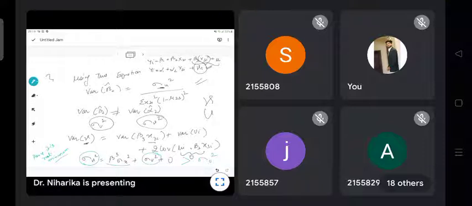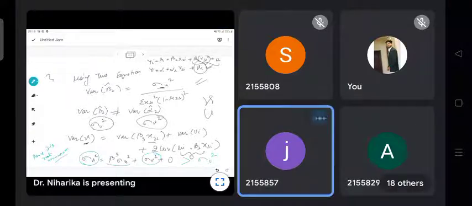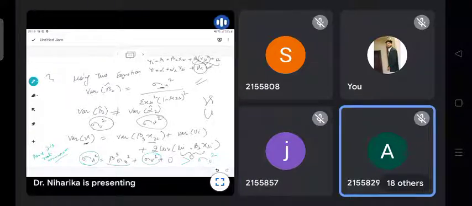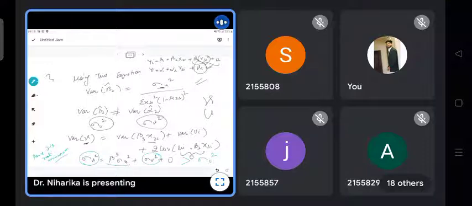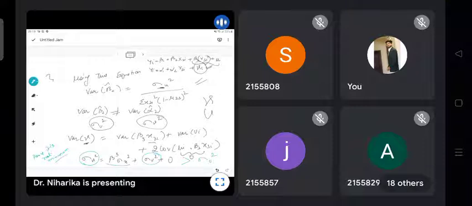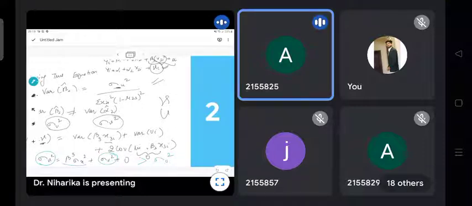Written? Have you all written? Yes, ma'am. Okay, so after this, we have done the variance part as well. It's giving us inflated variance. So write down.